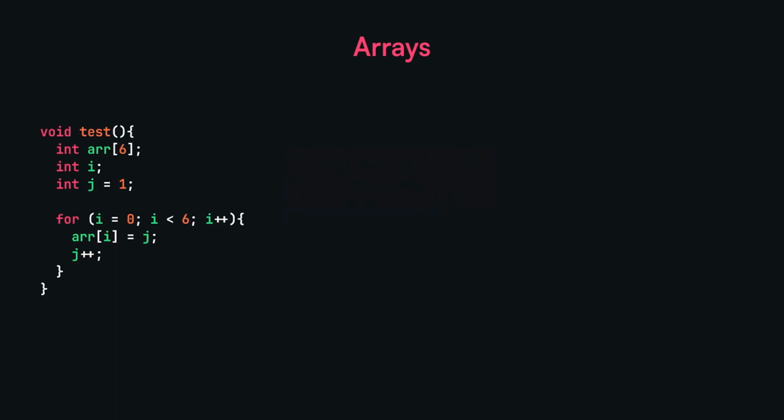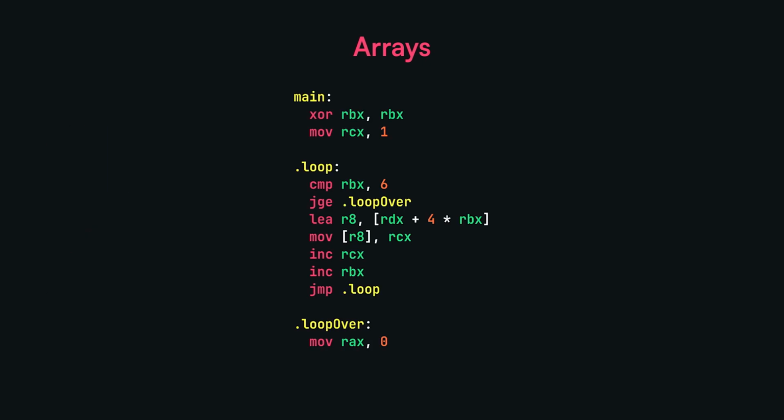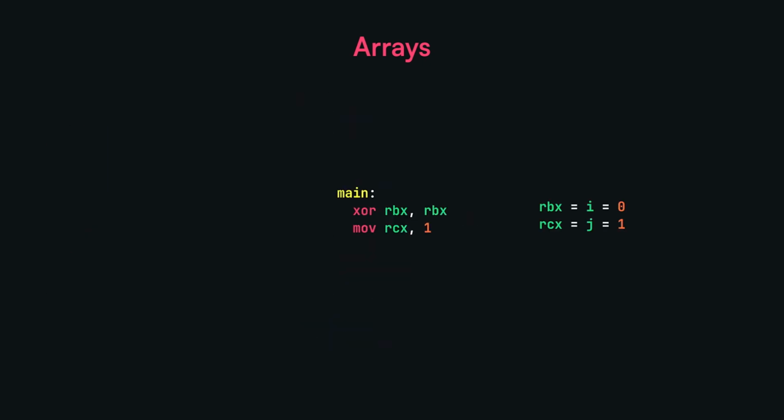Now we're going to look at another example that's a bit more complex and more realistic to what you'd see in the real world. You may usually have a loop like this, which fills the array with subsequent values or calls a function on them. This function just fills every element of the array with a number from 1 to 6. The assembly of this function looks like this, but don't get overwhelmed, we're going to go over it one by one. First, this is just setting up the values of the RBX register for I and the RCX register for J with the values 0 and 1.